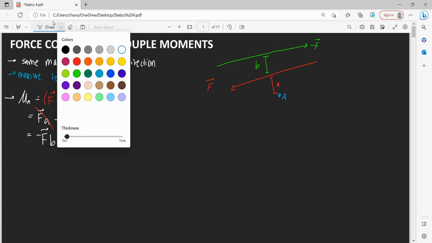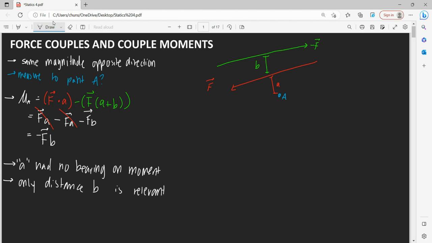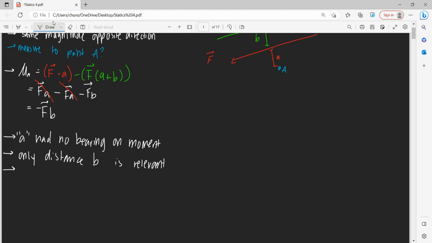You notice because our A isn't in here, distance A had no bearing on our moment. Rather, you only need distance B. Only distance B is relevant. So when we're solving for force couples, we only need to consider the distance between the couple.